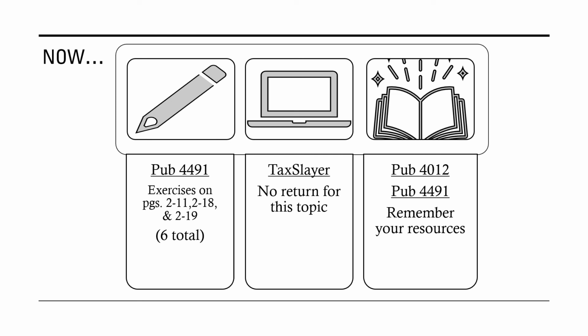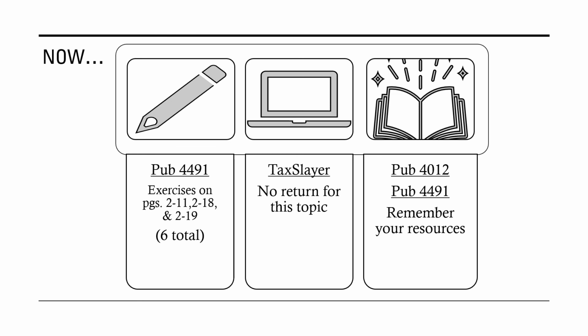Here is what I want you to do. You can head on over to publication 4491. There are some exercises in the temporary provisions lesson on pages 211, 218, and 219. There's 6 total to help you practice with this topic. It's a little bit of a complicated topic. And as a reminder, we'll be talking a little bit more about gains and losses in our next lesson. So if that part is feeling a little fuzzy at this point, that's okay. This was just a brief introduction to that.